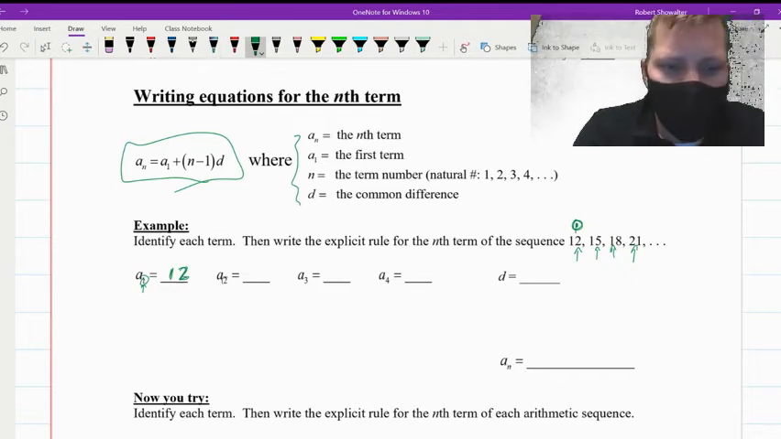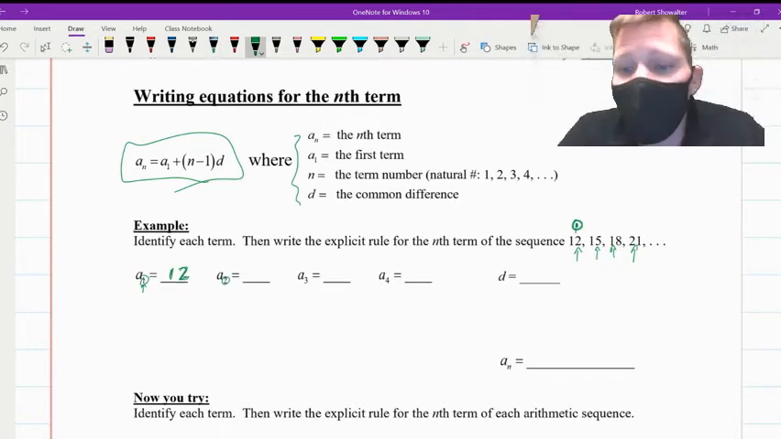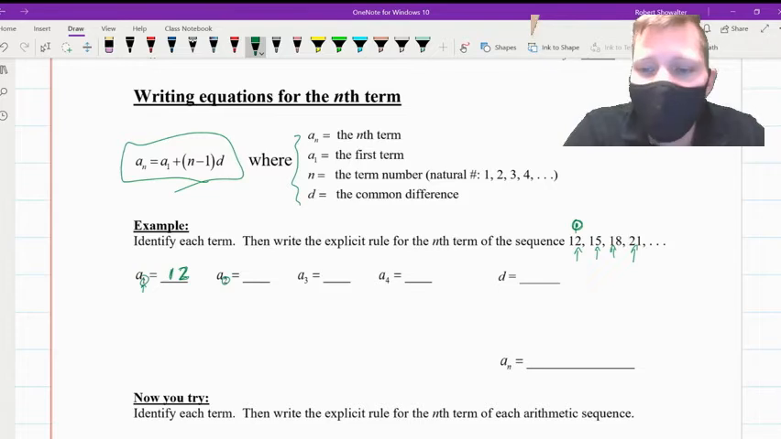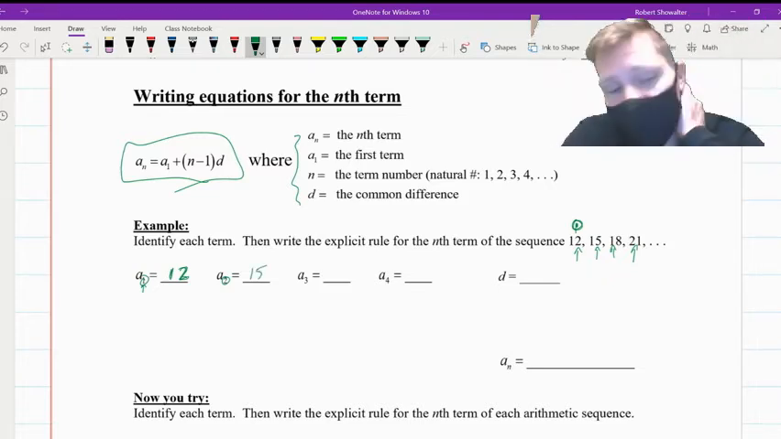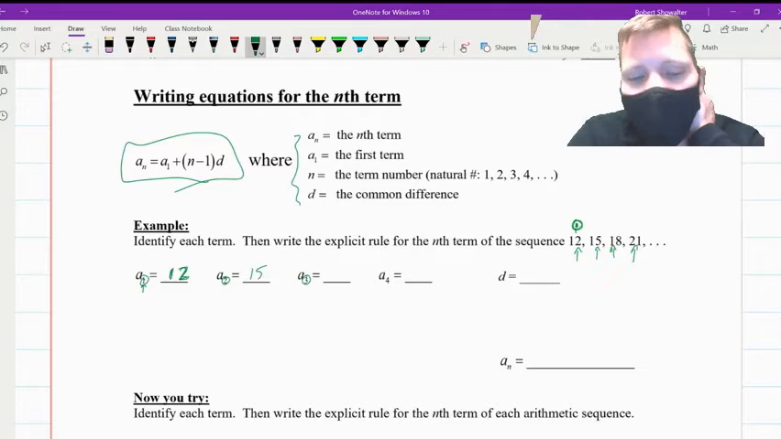We look at if n is 2 and we're looking for a sub 2, that means we're looking for the second term, the value of the second term, which is 15. If n is 3, we are looking for the value of the third term, a sub 3, being 18, value of the fourth term being 21, okay?